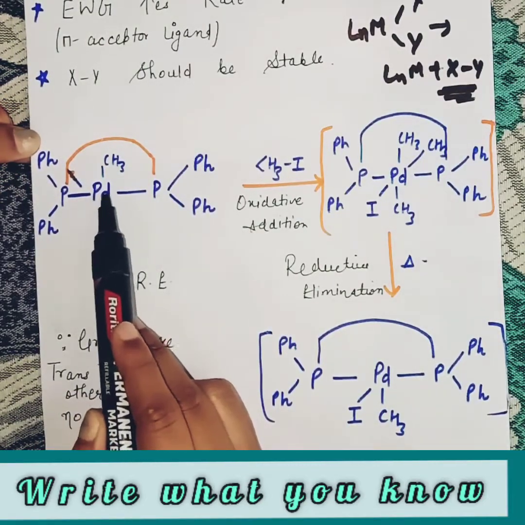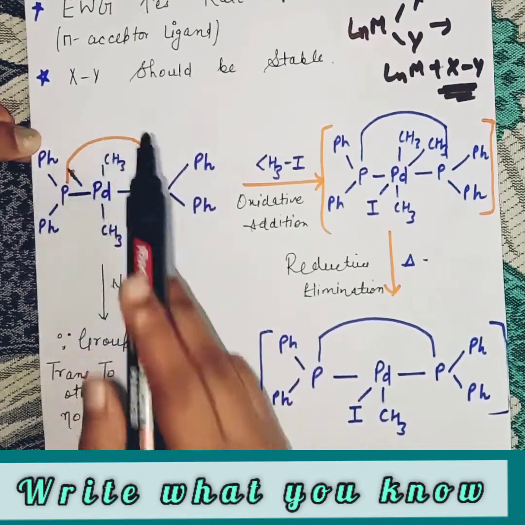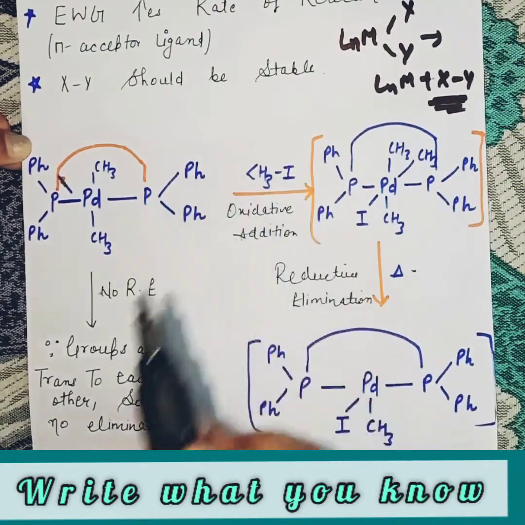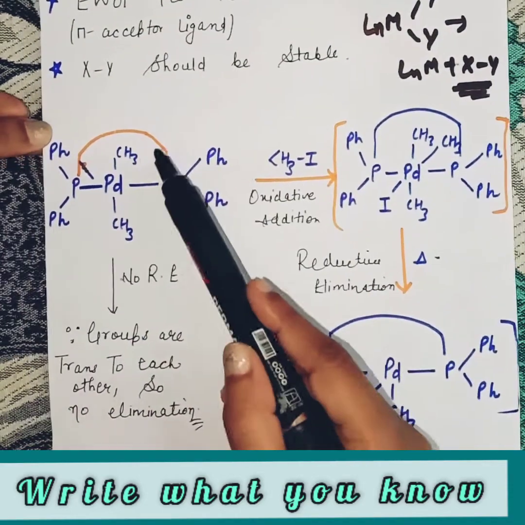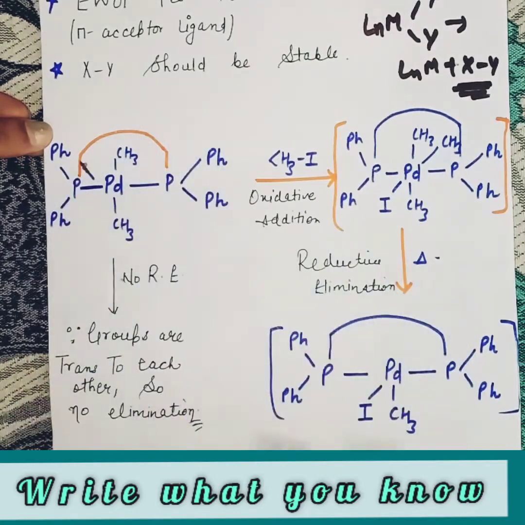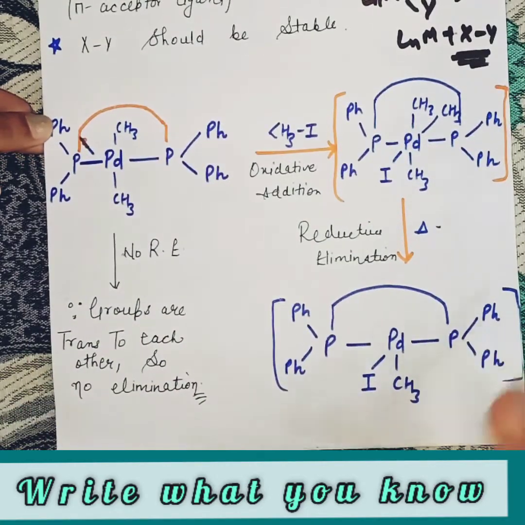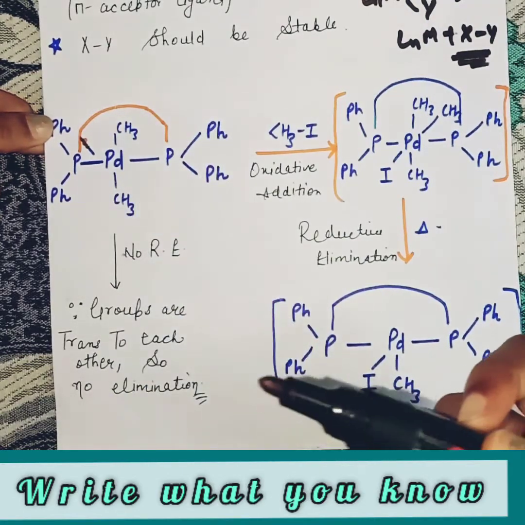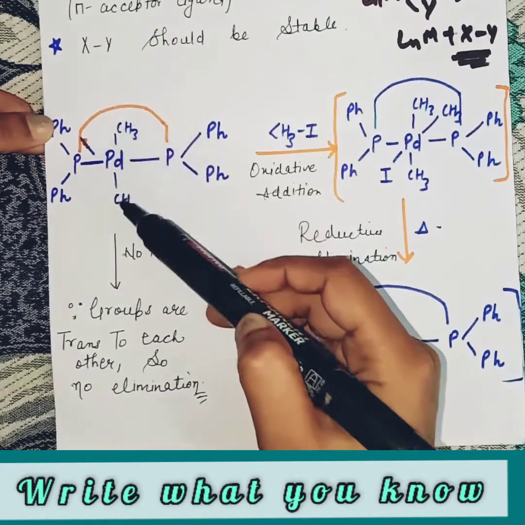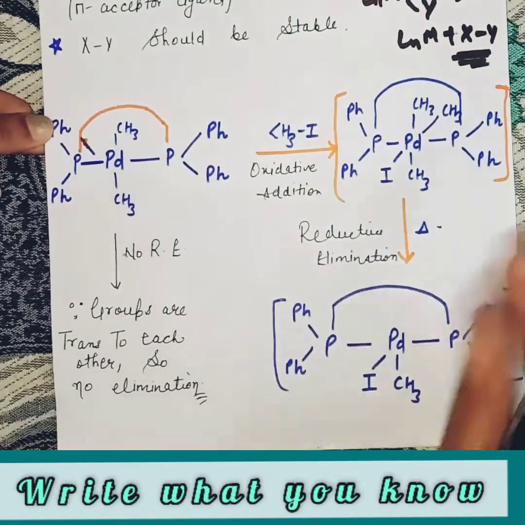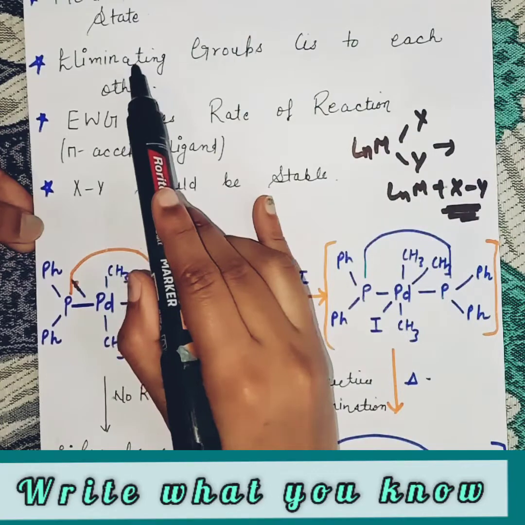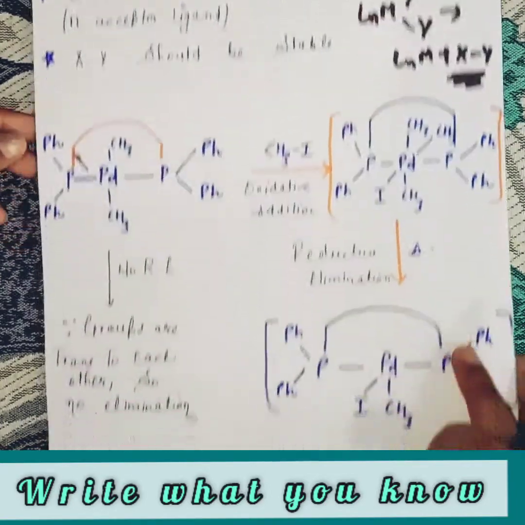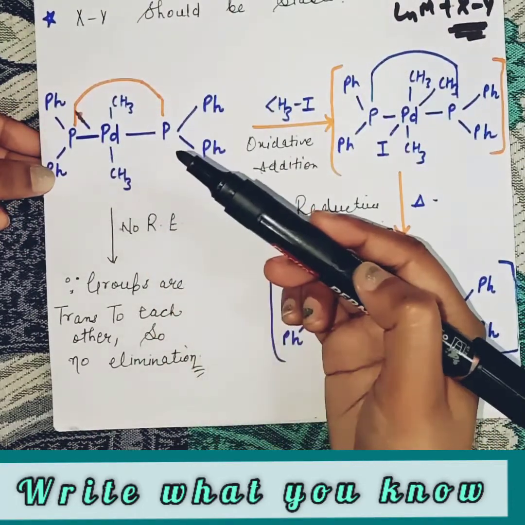So here we have palladium and P, and this is our complex. If we add CH3I, first of all, look here: does any reductive elimination occur in this complex? Here no groups are cis to each other. We have to remove hydrocarbons, and the hydrocarbons are trans to each other, and the most important condition of reductive elimination is that the eliminating groups should be cis to each other. Here no eliminating groups are at cis position.